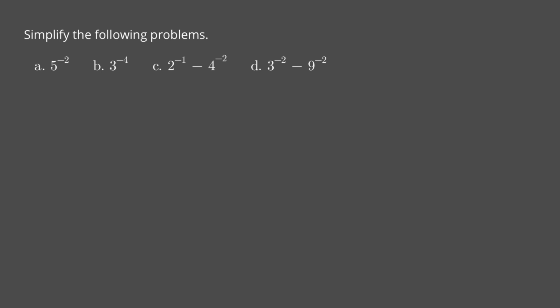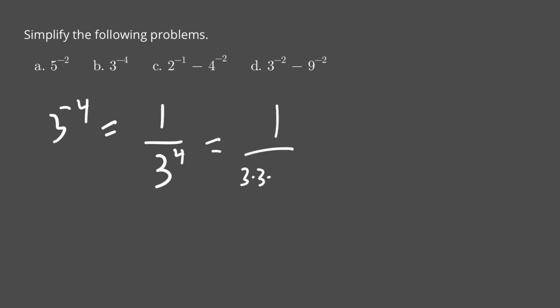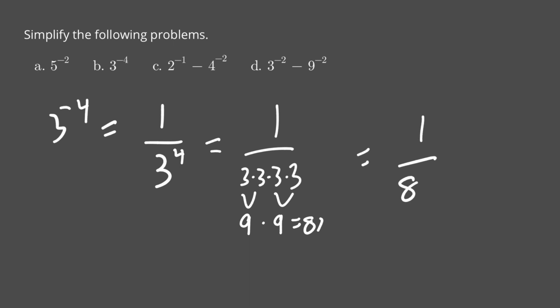For the solution, we have 3 to the power negative 4. The first step is to take the reciprocal. So we have 1 over 3, and then we change the sign of the exponent. So a negative 4 becomes a positive 4, and let's simplify it further. We have 1 over 3 times 3 times 3 times 3. Simplifying that is 9 and 9, and we know 9 times 9 is 81. So our final answer is 1 over 81.